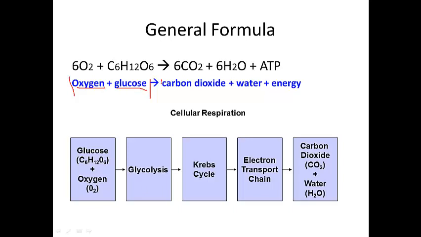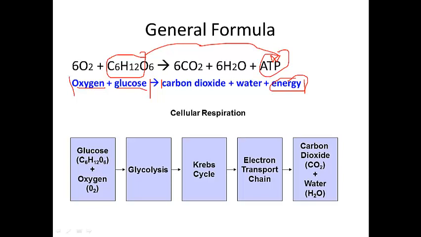And we make three things with glucose and oxygen. We make two wastes, carbon dioxide and water, which we breathe out, and we make energy in the form of ATP. So really, cellular respiration is all about taking the energy of sugar and changing it into a form that our cells can use, which is ATP.